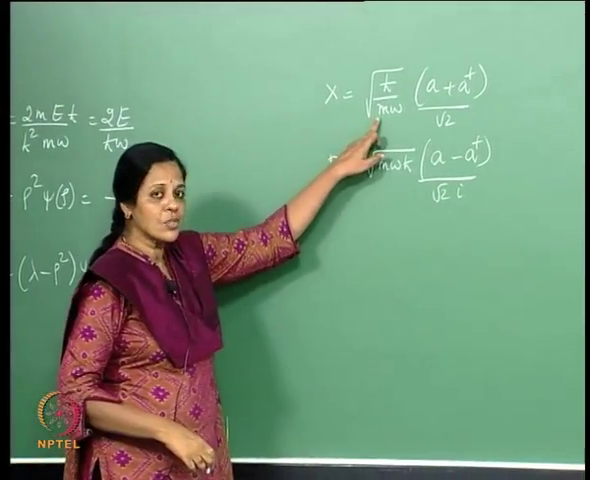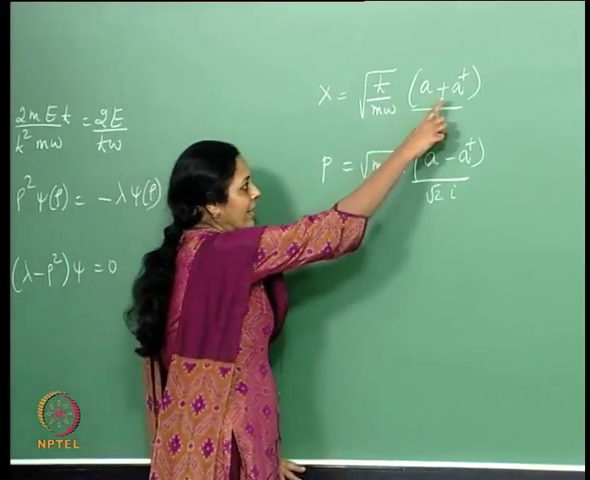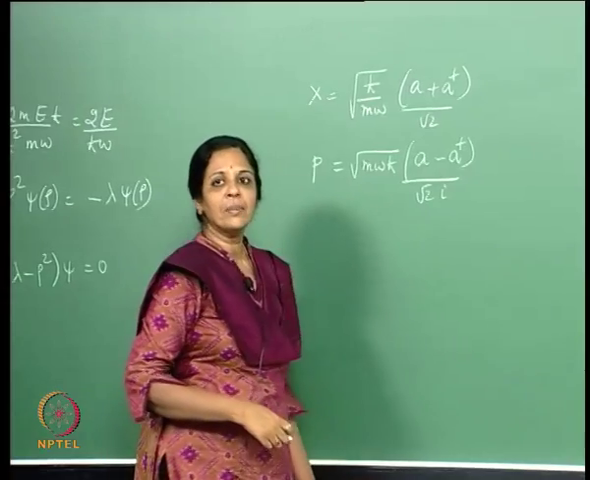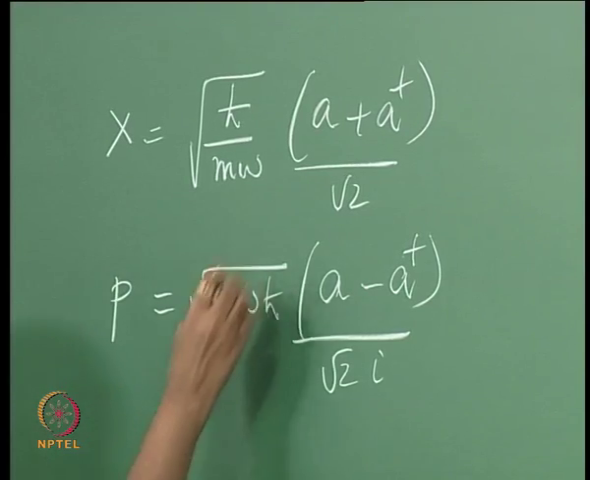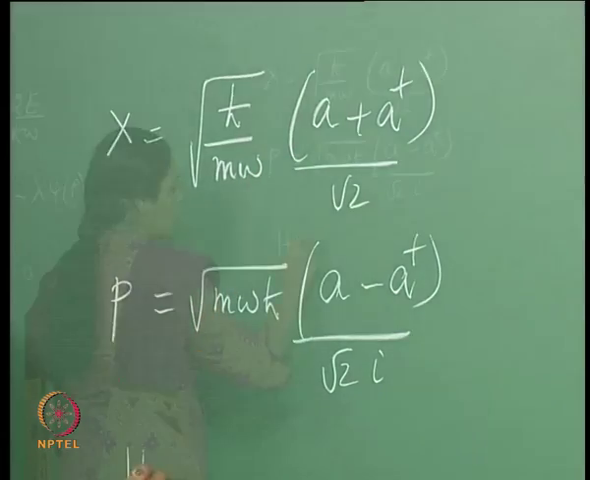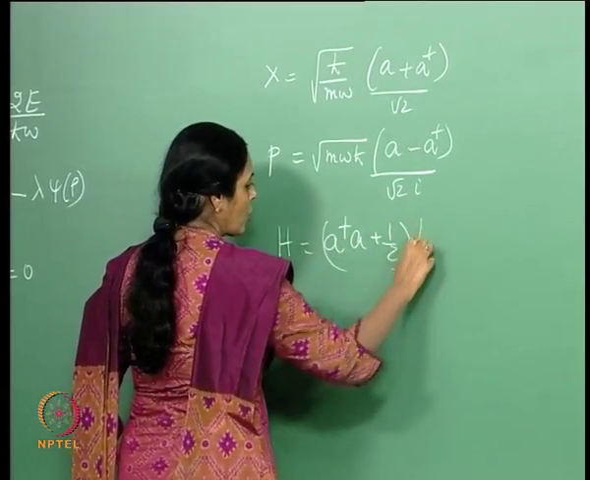This has dimensions of length and this has dimensions of momentum, and therefore A and A dagger themselves were dimensionless quantities. So when we worked in the abstract operator formalism, we worked with A and A dagger and wrote the Hamiltonian as A dagger A plus half h cross omega.